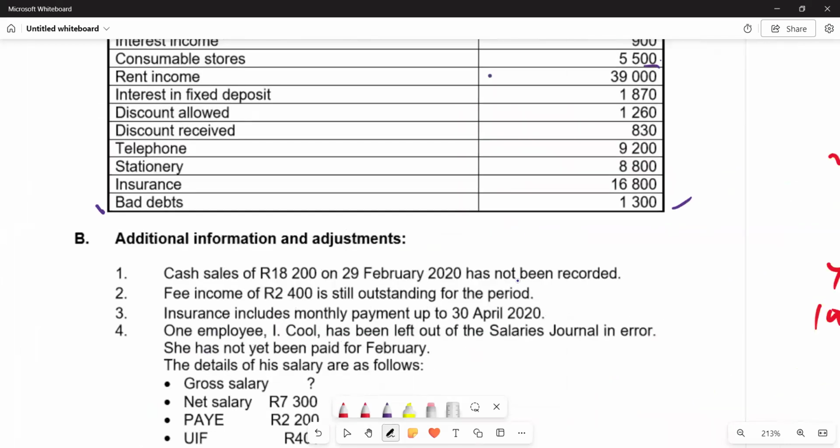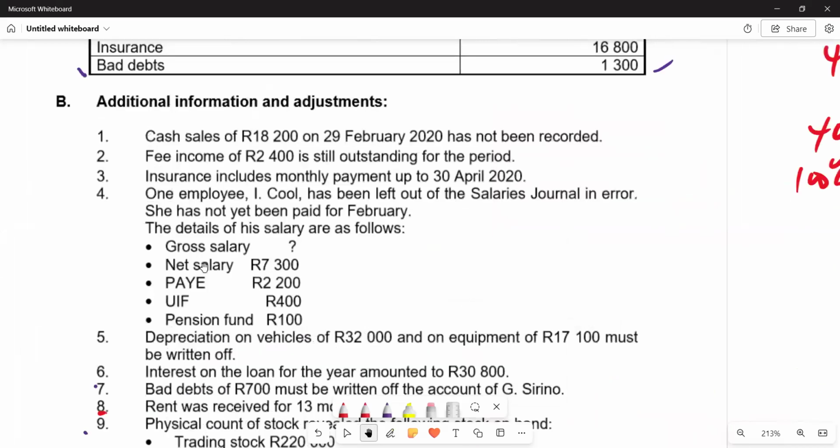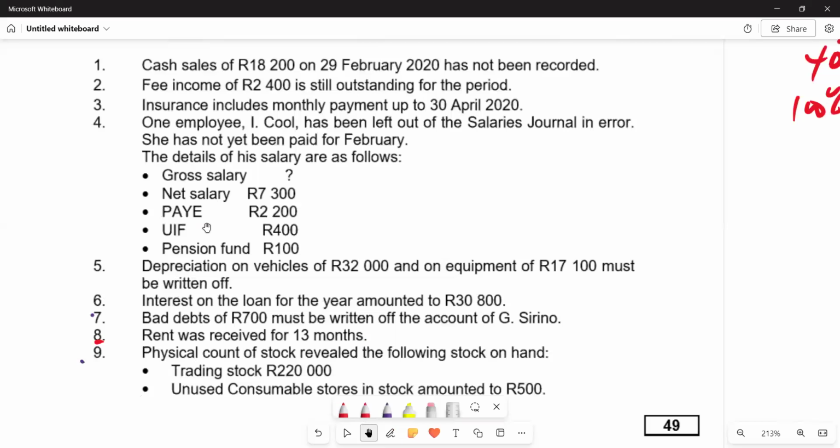So having that down, we have got some expenses that would not be listed in the list of balances, like depreciation. So we check depreciation in additional information. The depreciation is stated in additional information. We cannot find it in the list of balances. So after we finish, we have to check how it is calculated. In some questions, you'll be given calculated figures. Like in this question, if you go to additional information number 5, depreciation of vehicles of 32,000 and equipment of 17,100. So basically, we are going to say 32,000 plus 17,100, and then we get the total depreciation for the year.